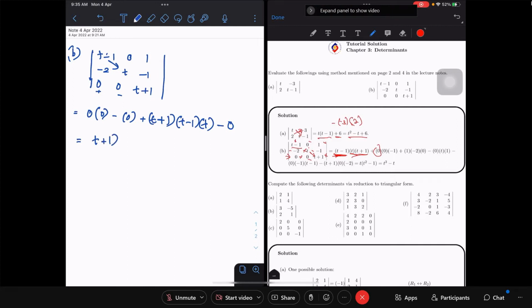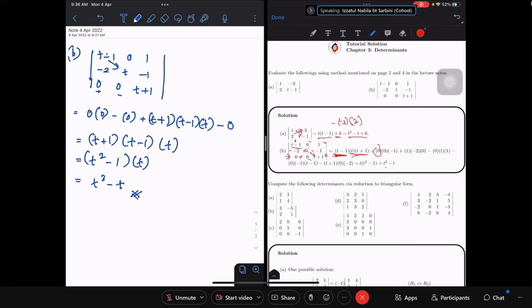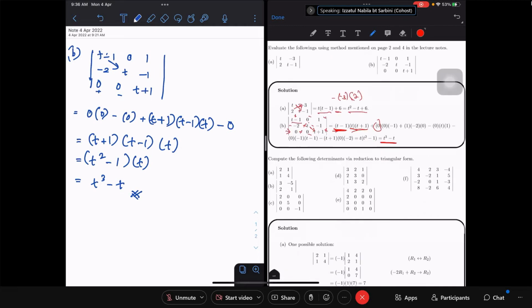So you will have (t plus 1)(t minus 1) times t. We have t squared minus 1, correct? Times t. So at the end, you have t to the power of 3 minus t. This will be your determinant, similar to the answers. It's just that this one is much faster because you choose the row with the most zeros. So if you want it to be quicker and easier, choose rows that consist of more zeros. This is the simplest way to calculate the determinant.